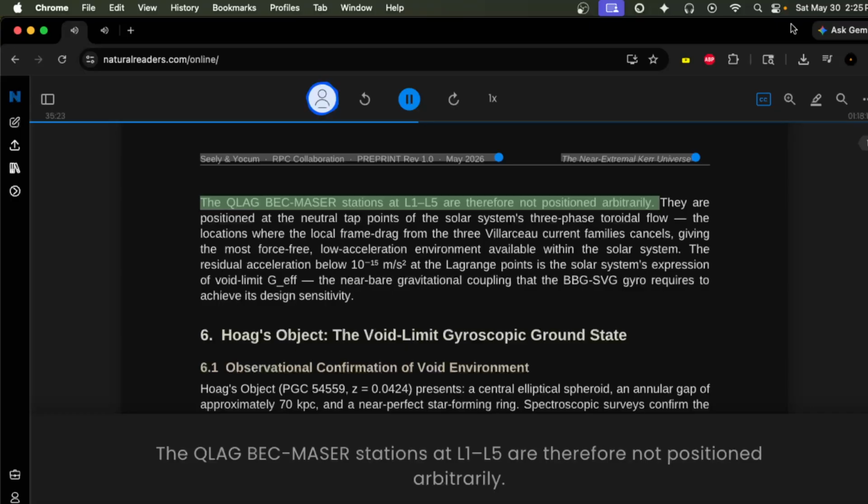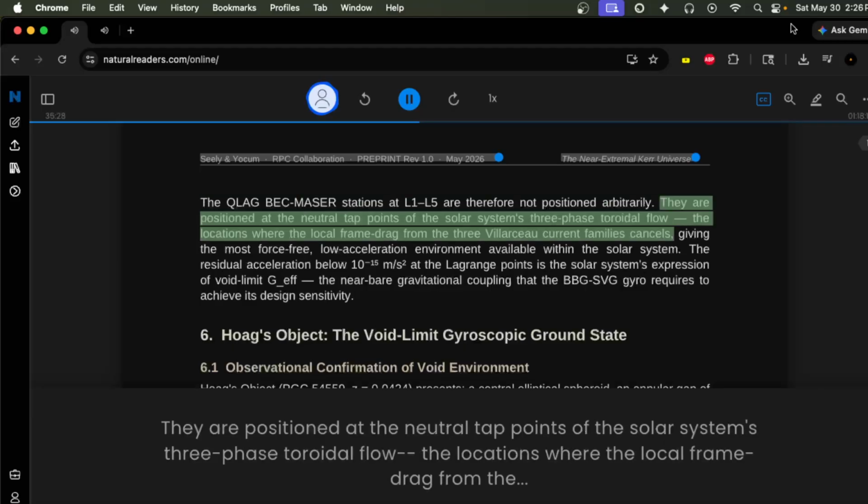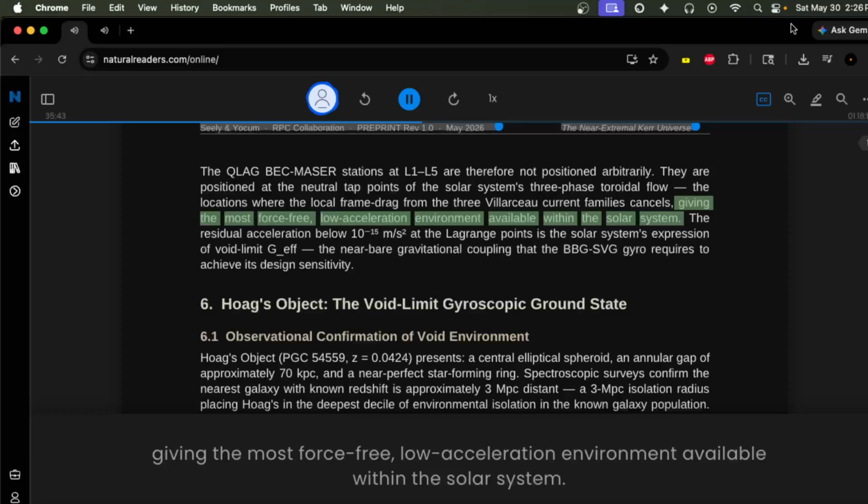The QLAG Beck-Maser stations at L1 to L5 are therefore not positioned arbitrarily. They are positioned at the neutral tap points of the Solar System's three-phase toroidal flow, the locations where the local frame drag from the three Villarceau current families cancels, giving the most force-free, low-acceleration environment available within the Solar System.